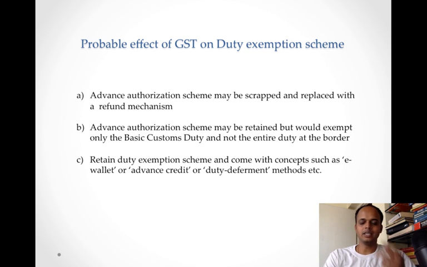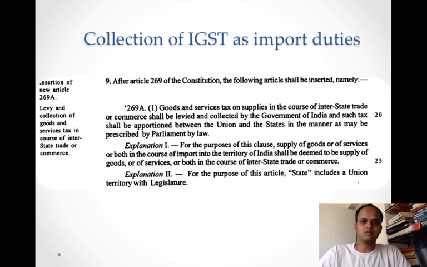Now what I hear is that the Advance Authorization Scheme may be scrapped altogether, or maybe it might be retained with only the exemption of BCD. That is where the needle is pointing to. What exactly is the problem? Why are we saying that the Advance Authorization Scheme is difficult to integrate there?